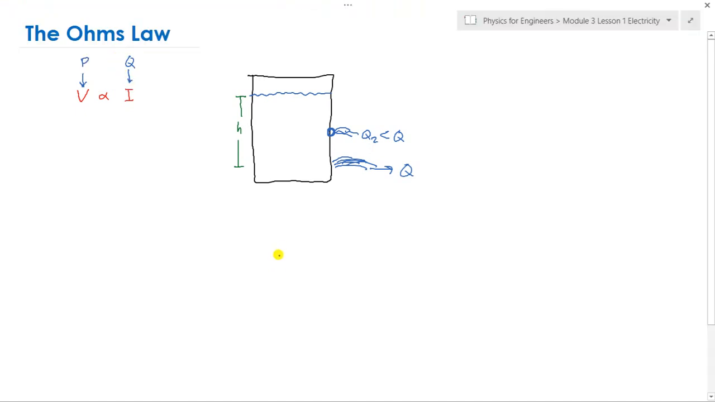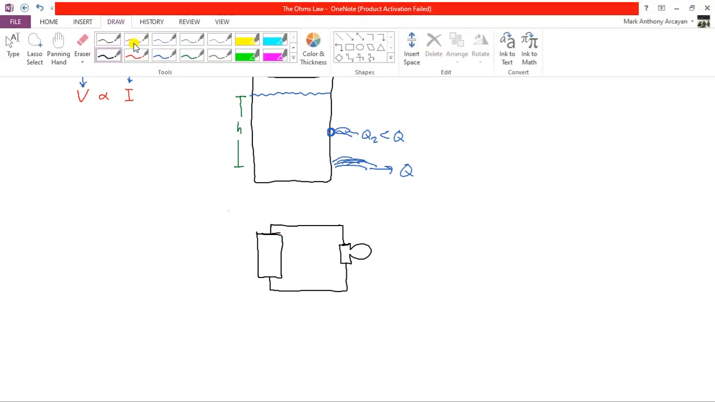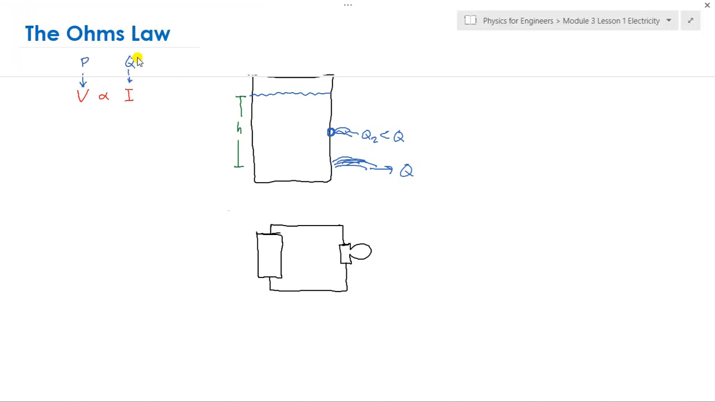Let's say we have a simple circuit, let's say a battery, and then let's say this one is a light bulb. The battery serves as our water tank. If it has high pressure, or shall we say high voltage, then the battery contains electric charge, these charge particles.